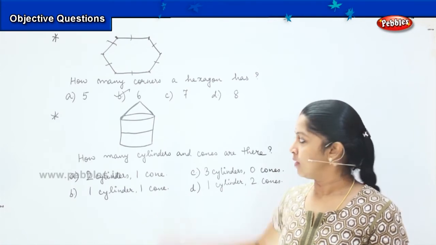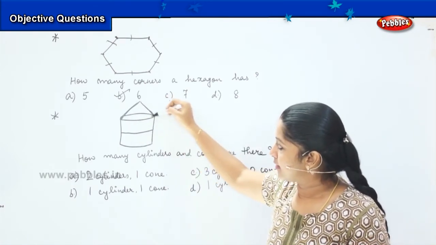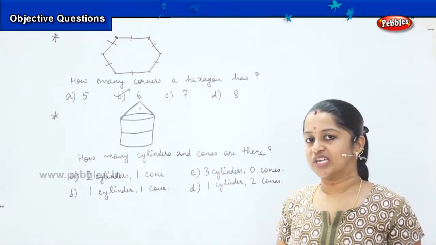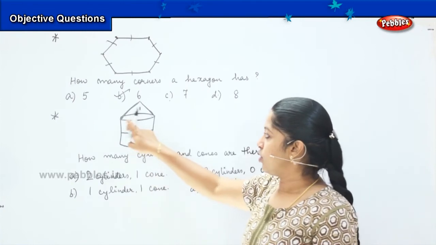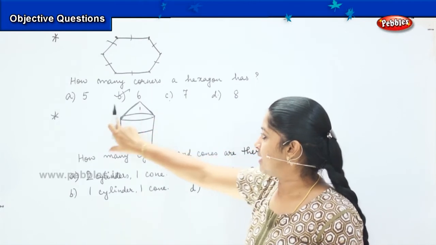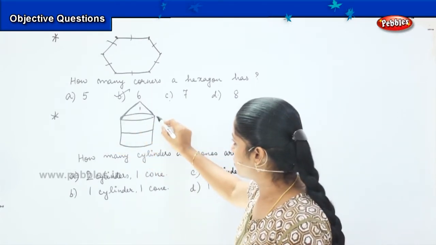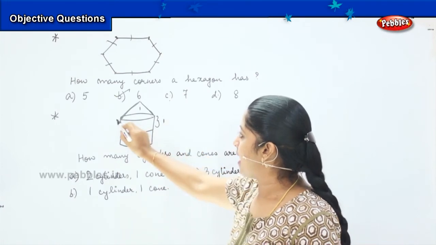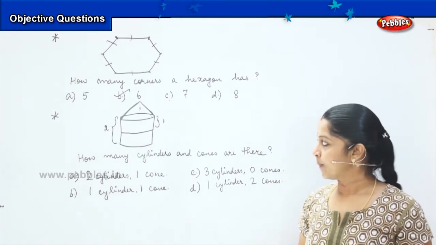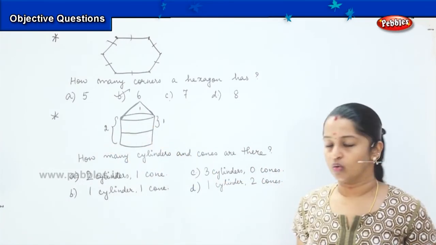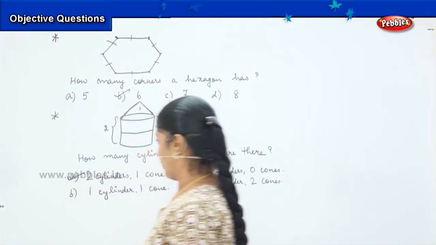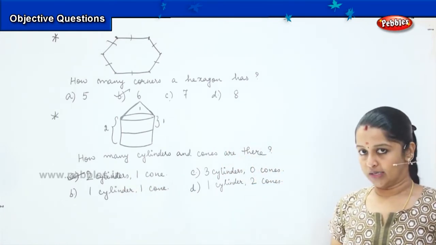How many cones are there? There is only 1 cone here, right? So you have only 1 cone. Shall we count the number of cylinders? See, you have 1 cylinder, this one, the smaller one, and 1 cylinder, the bigger one. So this one is your first cylinder and this bigger one is your second cylinder. So how many cylinders we have? We have 2 cylinders and 1 cone, which is my first option. So my answer is option A, which is 2 cylinders and 1 cone.